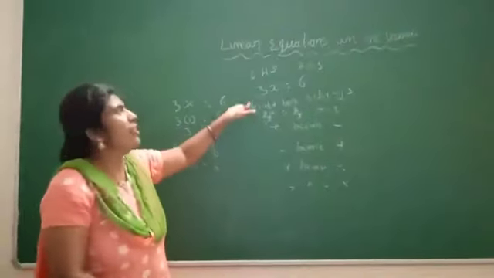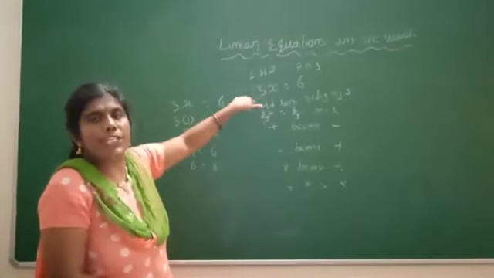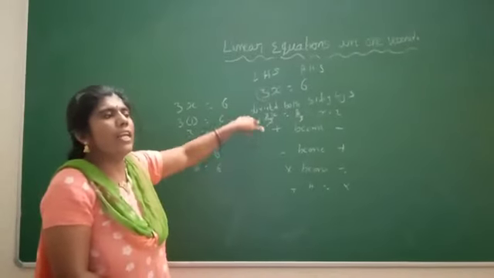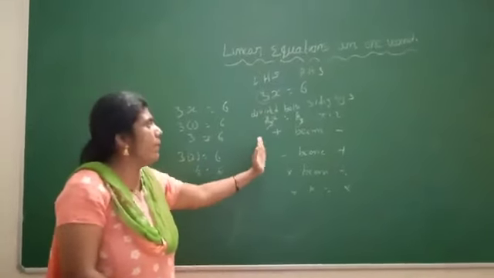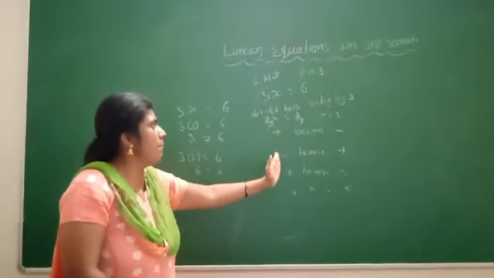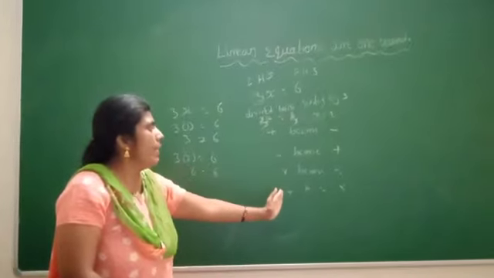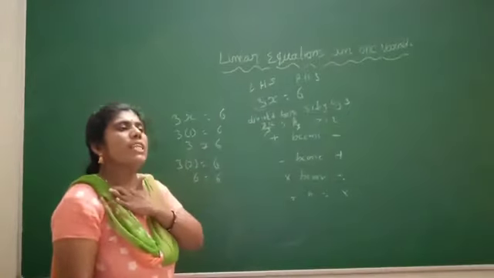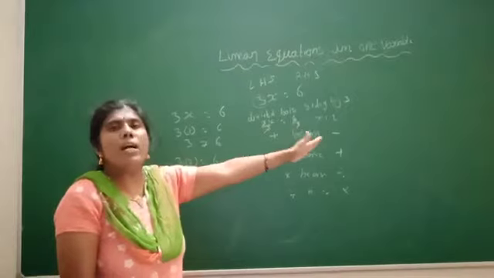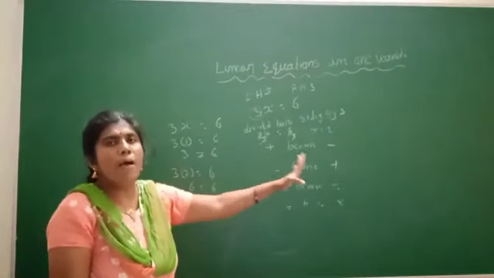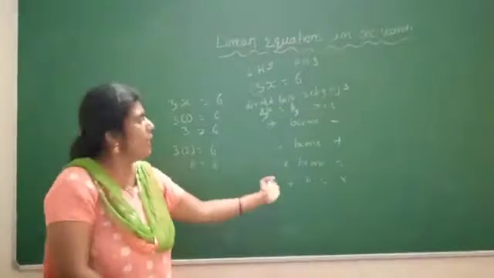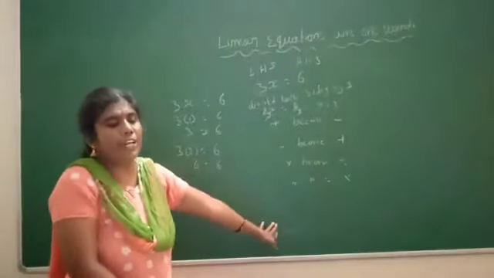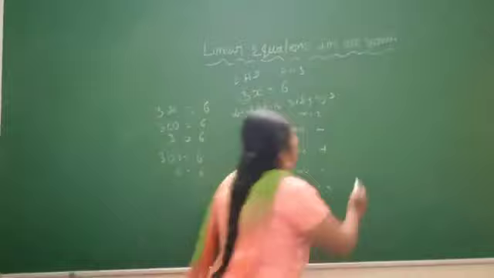The linear equation is solved by the transformation method. Okay, children, in transformation, terms move between LHS and RHS and the operation changes. Plus becomes minus. Minus becomes plus. Multiplication becomes division. Division becomes multiplication. Okay, another example.